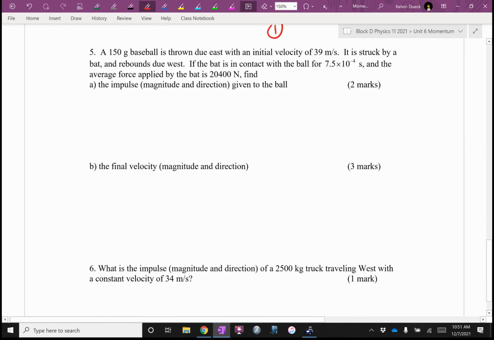A baseball is thrown due east with an initial velocity. Okay, it's struck and rebounds due west. If the ball is in contact and the average, find the impulse. You know what? I think here I'm going to find the impulse by going force times time. But before I go any further, I see east, I see west, I see a change in direction. Okay, Kate, which way do you want to let be positive?